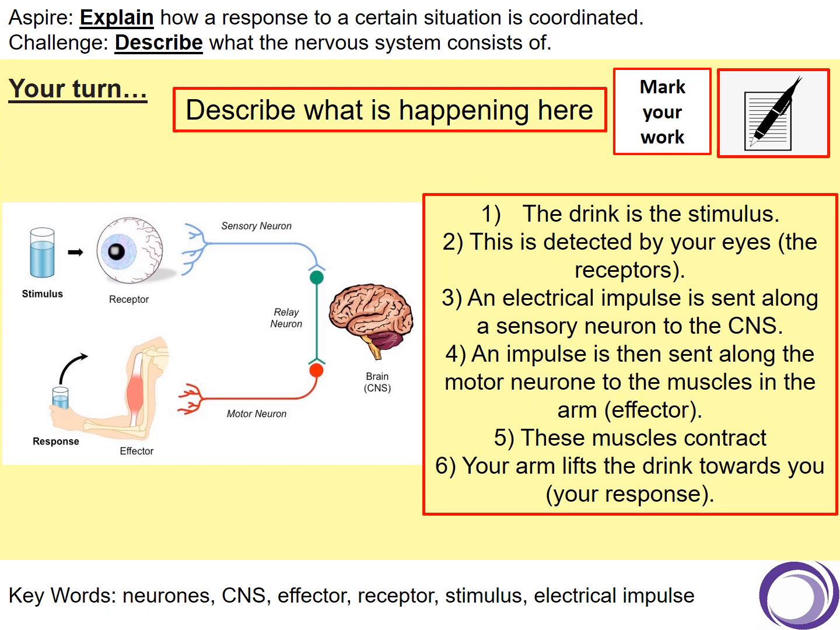Okay, guys, so hopefully the first thing that you notice from this diagram is that the drink is the stimulus. This is then detected by the receptors in our eyes. Then an electrical impulse is sent along the sensory neuron to the CNS. Remember, like I keep saying, sensory neuron is attached to our senses. An impulse is then sent back along the motor neuron to our muscles in our arm, and that is our effector. And this muscle then contracts, and then your arm will lift the drink towards your mouth, and that is your response.